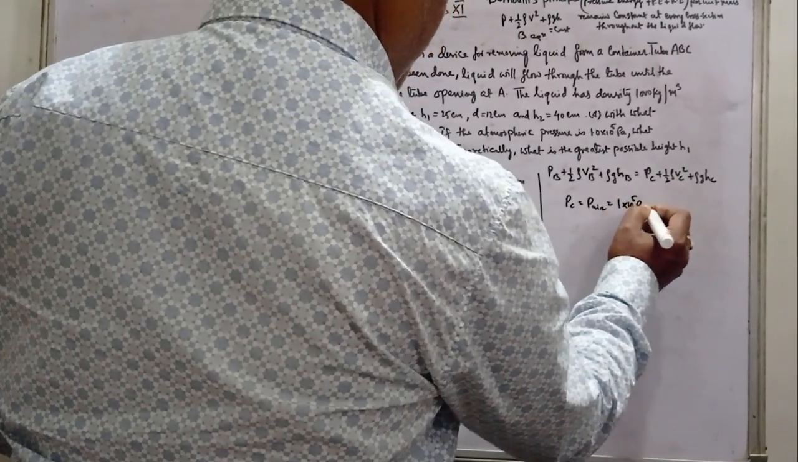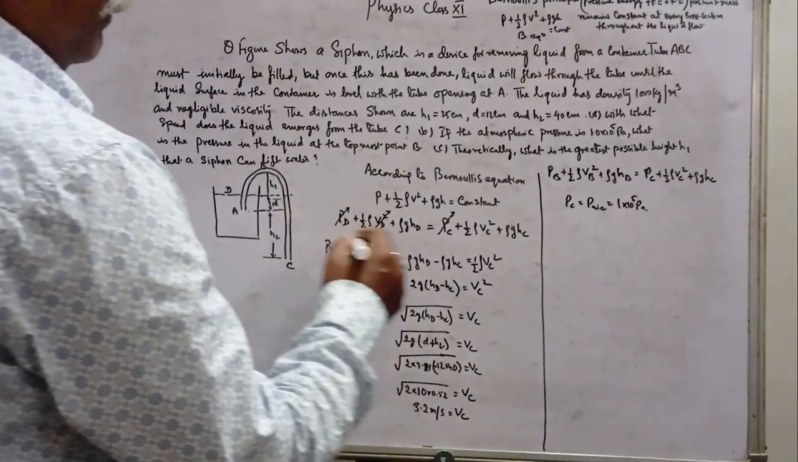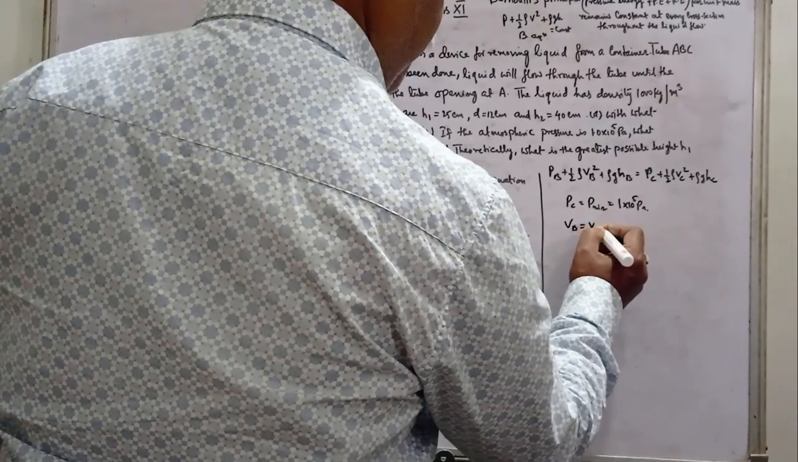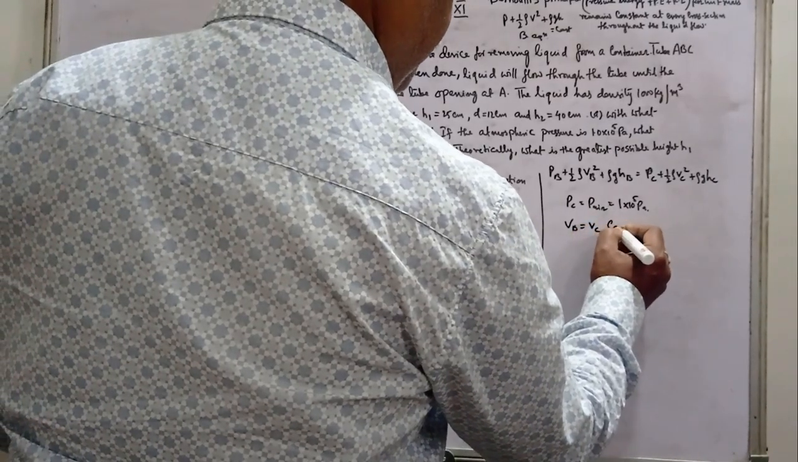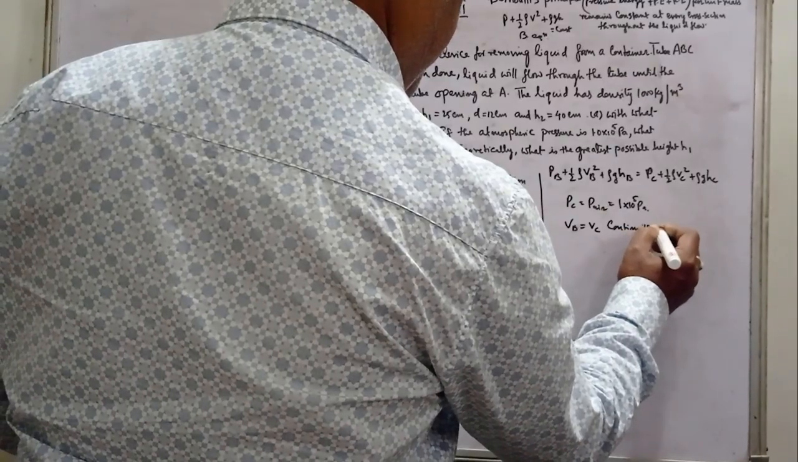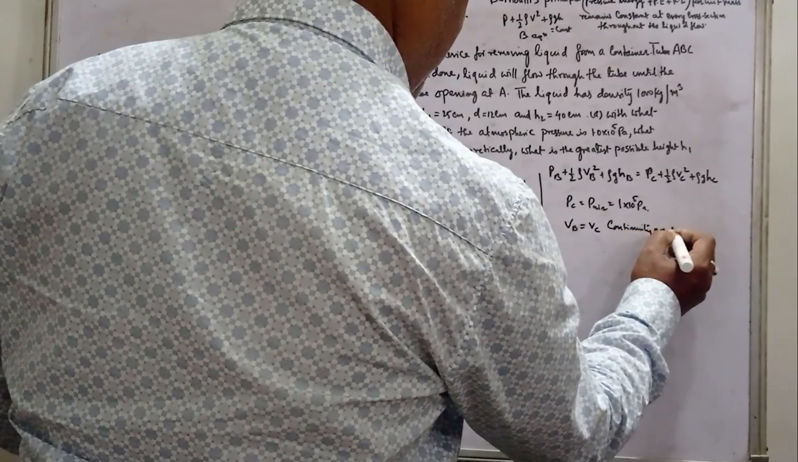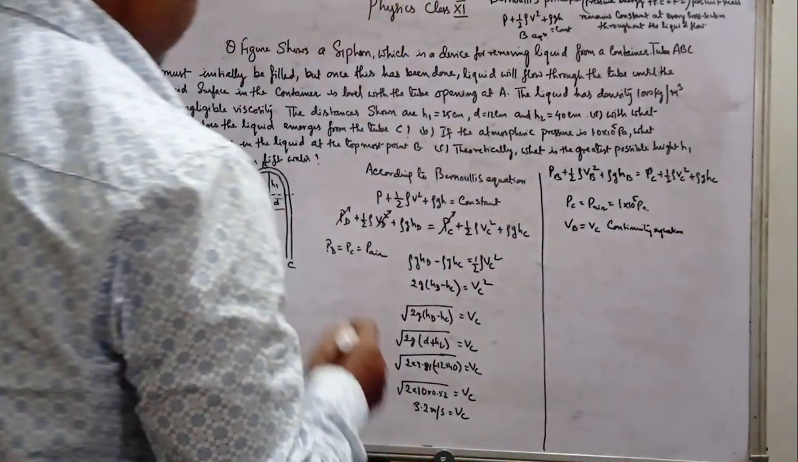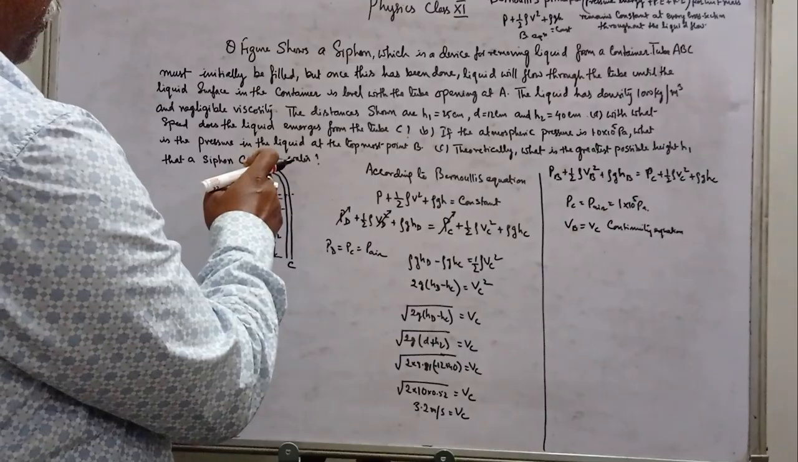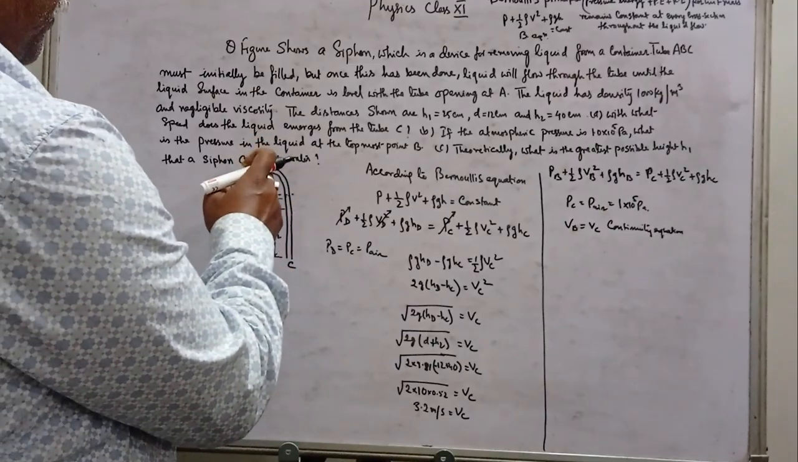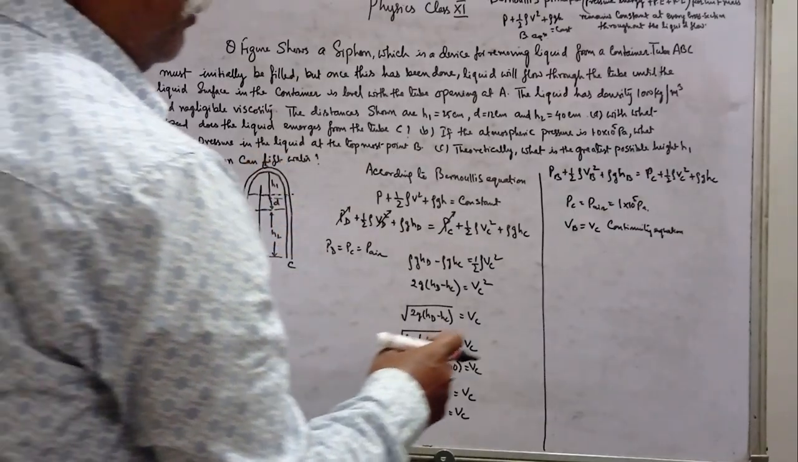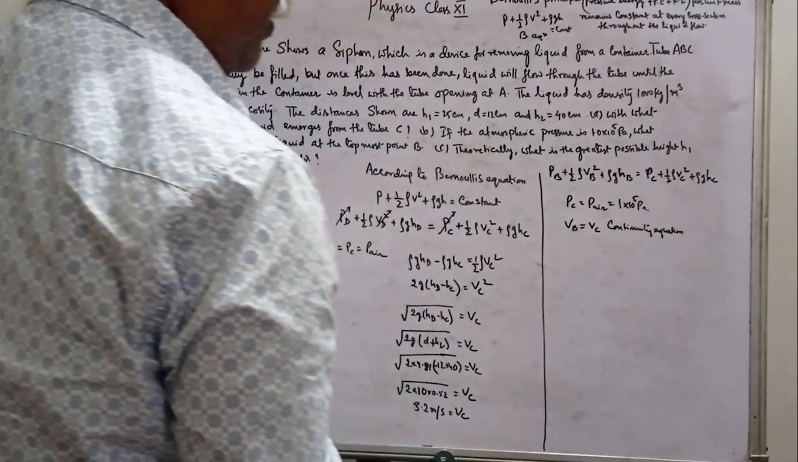Now here you see velocity VB is equal to VC from the continuity equation. Because they are of the same size, A1 V1 is equal to A2 V2, meaning the pipe is of the same size, therefore the cross sectional area is the same, so here and here the velocity will be the same. This is from the continuity equation.